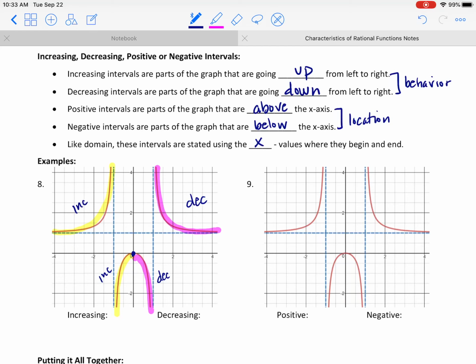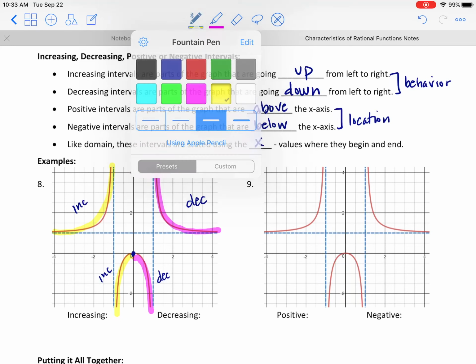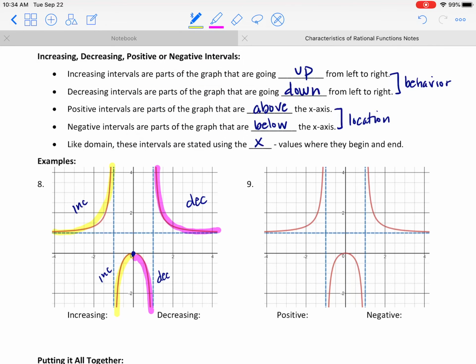and I want to use the x-axis as my guide to identify those intervals. So let's see, I have this first piece, I'm trying to use a different color. Okay, so this first piece that I highlighted as increasing corresponds with these x values. So we'd say from negative infinity up to, that asymptote is at -1. So it was increasing from negative infinity to -1, and also, so we can put a union there to unite these two groups.